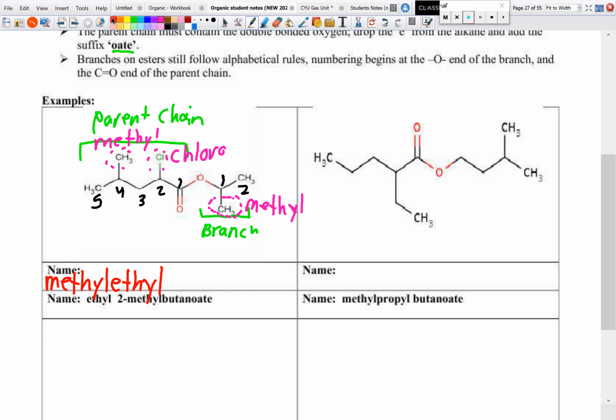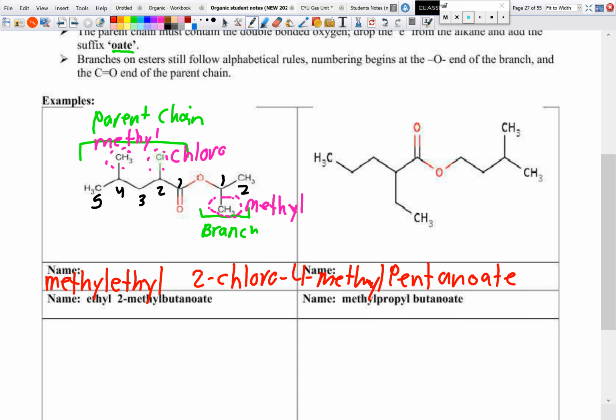So let's name it just like normal. Pretend it's just like every other organic thing that we had so far, where on carbon 2 we have a chloro, on carbon 4 we have methyl. Now, our longest continuous carbon chain is 5, so it would be pentane. But remember, for our esters, we drop the E ending and add oate.